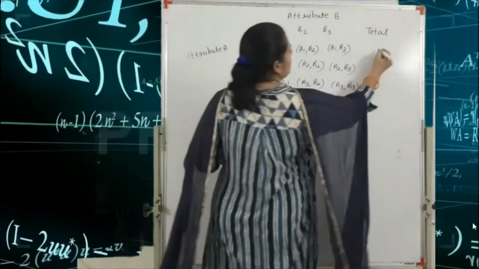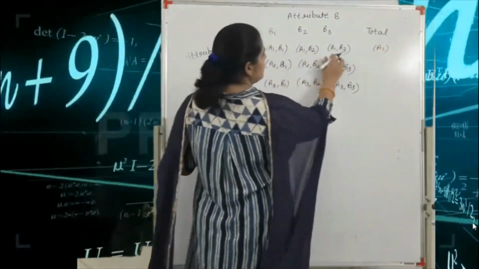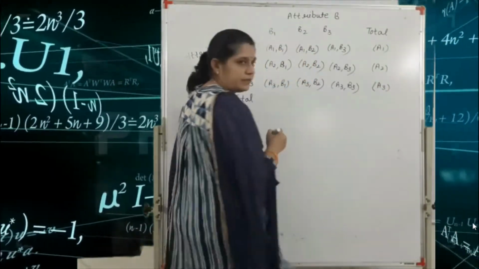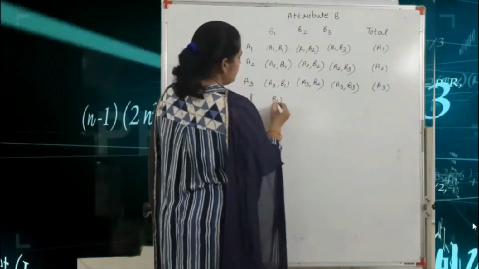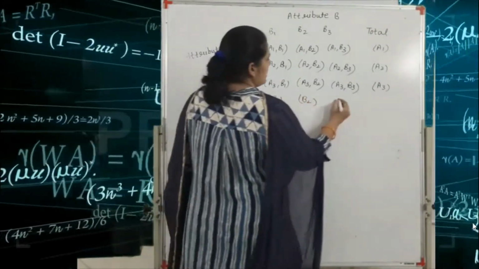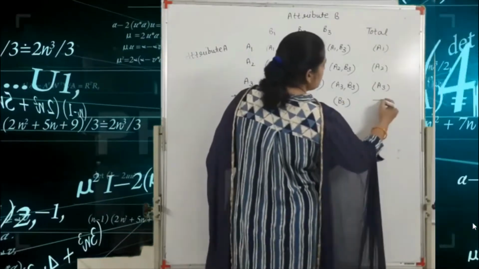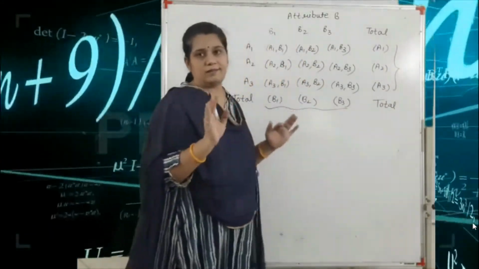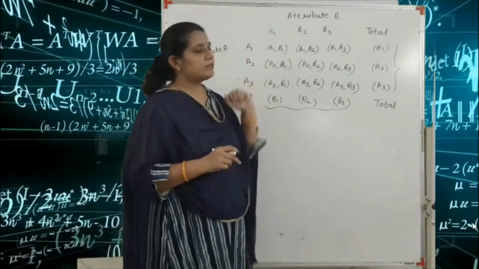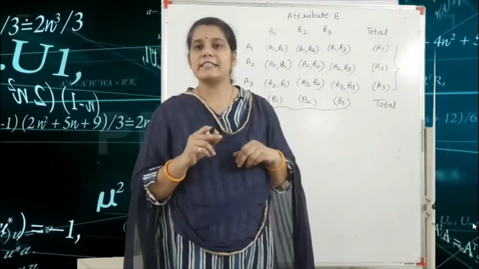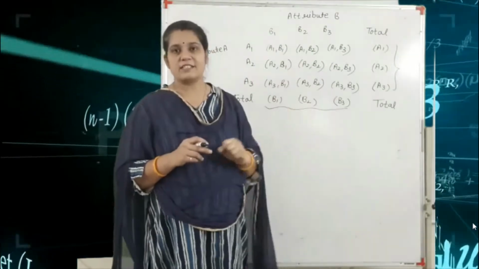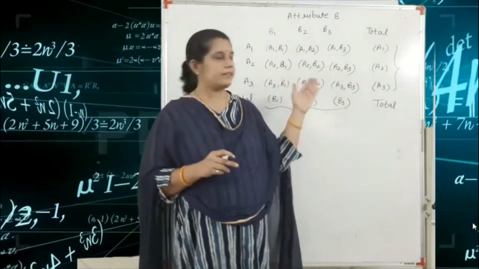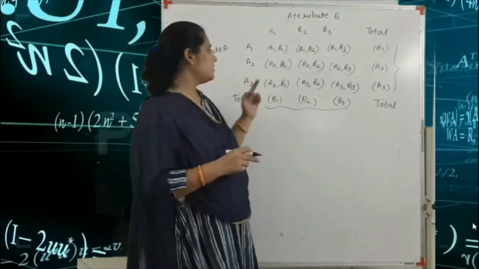Here the total of all these three values is the sum A1. Similarly this sum is A2 and this sum is A3. Here this sum is B1, this sum is B2, and this sum is B3. This is the grand total, and the row total and column total are always equal. This is the table of attributes for an m by n contingency table, here a 3 by 3 contingency table, because there are three categories A1, A2, A3 and B1, B2, B3.